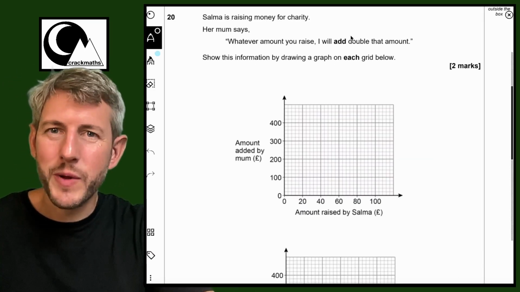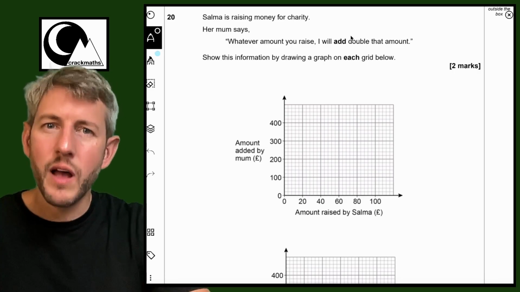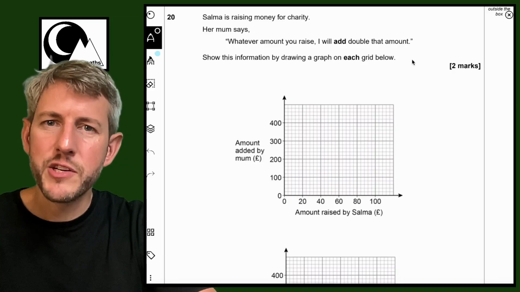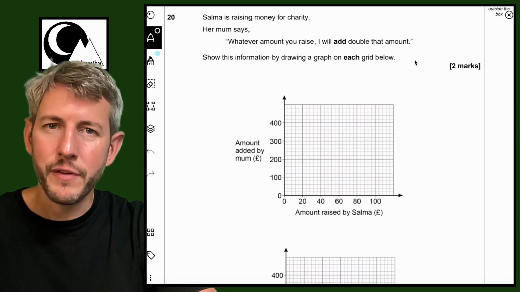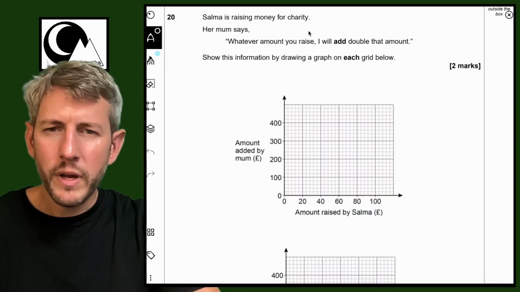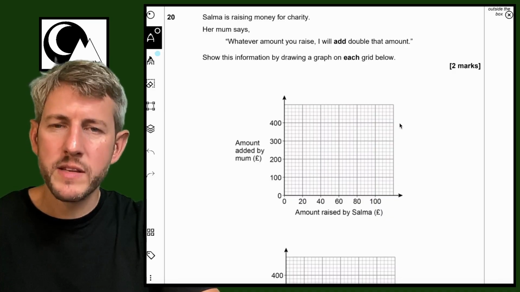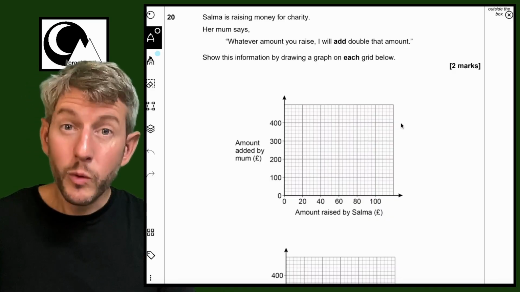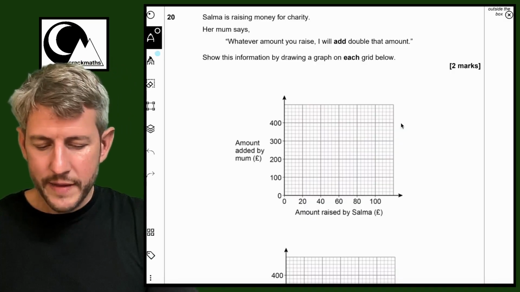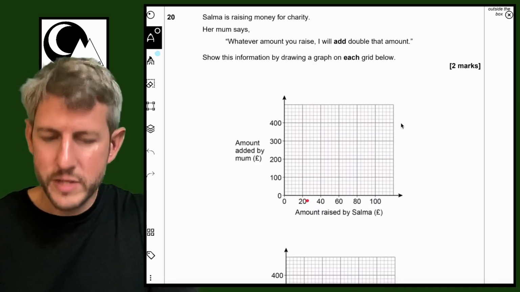Let's look at question 20. Salima is raising money for charity. Her mum says, whatever amount you raise, I will add double the amount. Show this information by drawing a graph on each grid below. Right, so we've got here on this side the amount added by mum, and here the amount raised by Salima. The mum is going to add double the amount of what Salima makes. So if Salima makes £20, her mum is going to add £40.